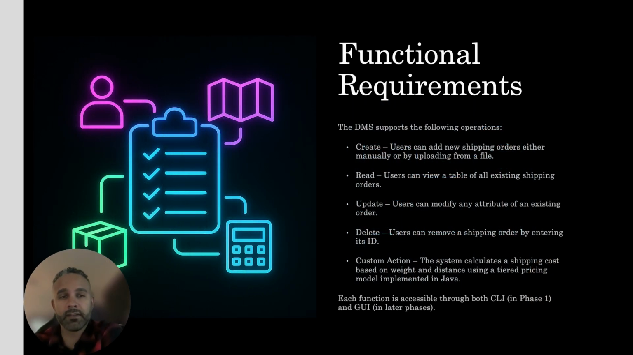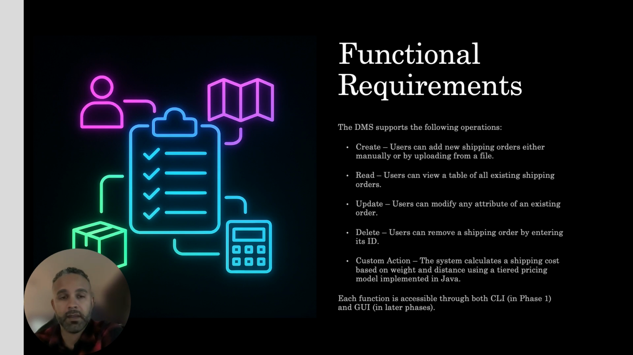Functional requirements. The DMS is going to support the following operations. When the user creates a new order, they're going to be able to input the shipping orders in two ways: either manually inputting the data, or uploading a file, either a TXT or a CSV. Also, it's going to have a read option where the user can view the tables and all existing shipping orders. The user is also going to be able to update any attribute on an existing order. The user is also going to be able to delete any existing shipping order by entering the key or the ID number.